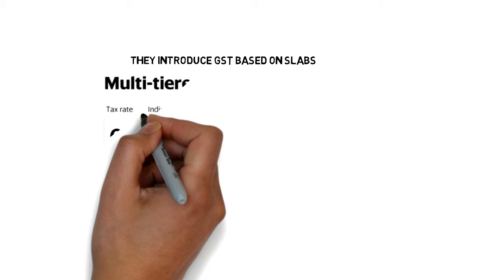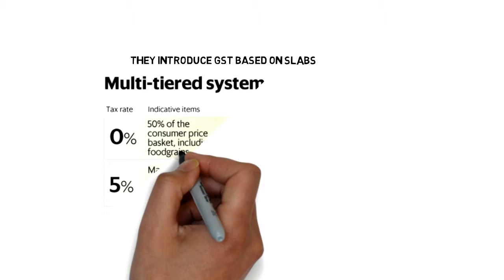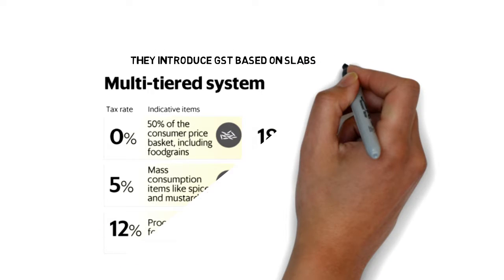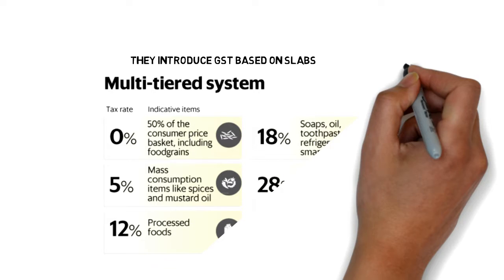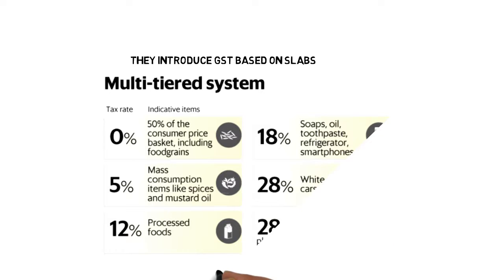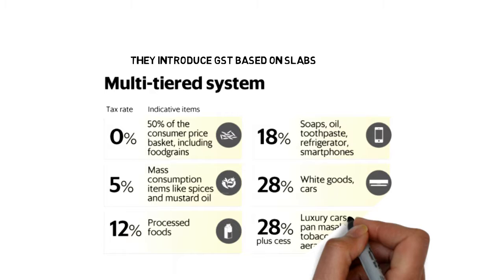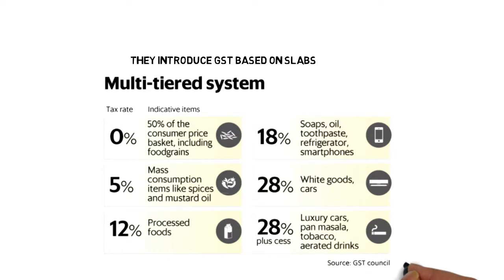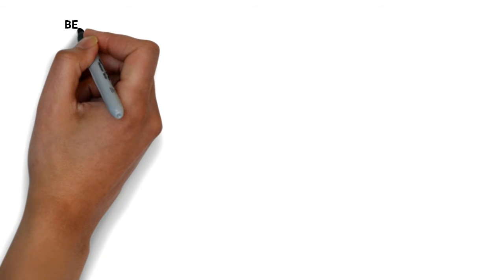If we talk further about GST, the slabs are 0%, 5%, 12%, 18% and 28%. 0% is basically the consumer price basket, including food grains. 5% is mass production items like spices and mustard oil. 12% is processed food. 18% is soap, oil, etc. 28% is white goods, cars, and luxury items, pan masala, tobacco, etc. These are the slabs, and the source is the GST Council, who decided this. You can pause the video and look at the slabs at a glance.